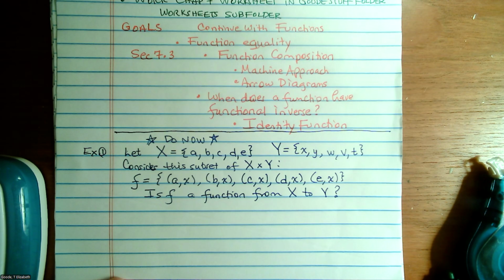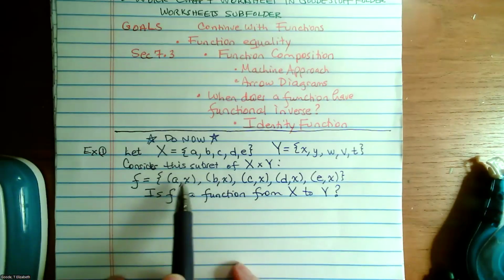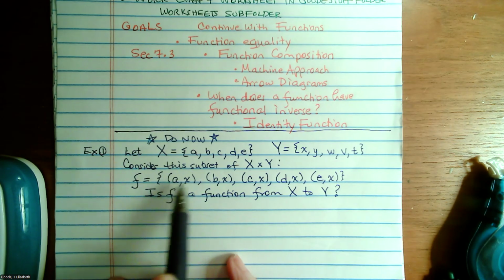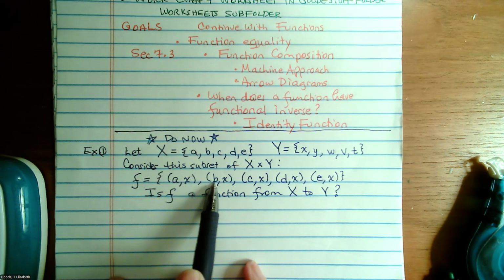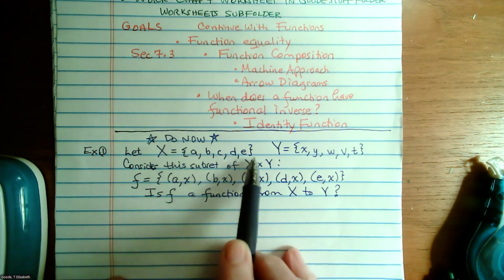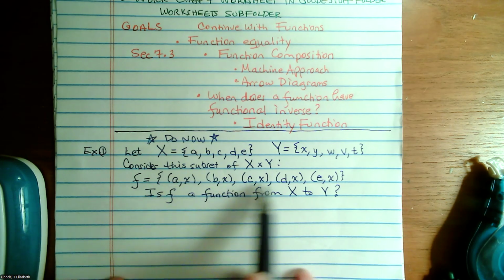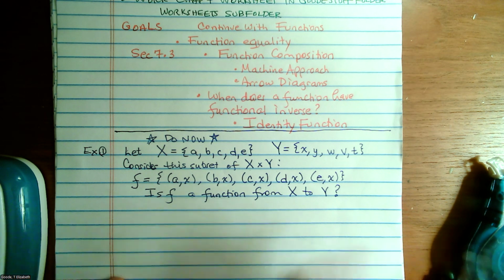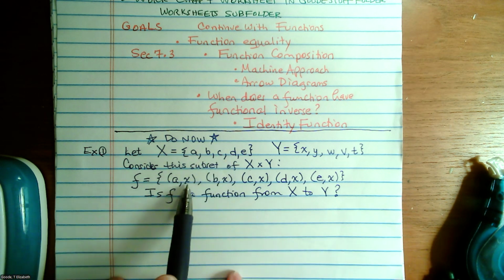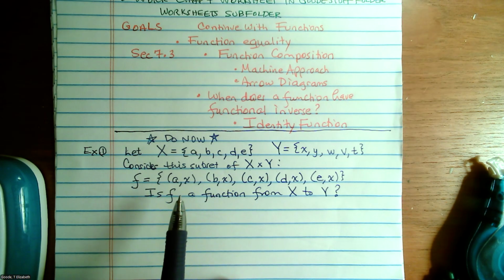Edwin, any idea? Any thoughts? I agree. Thank you. So, folks, you see, I tried to fool you, but I couldn't do it. It doesn't matter that every single domain element, A, B, C, D, E, maps to X. That's fine. The point is, each element of the domain got paired with exactly one element of the codomain.